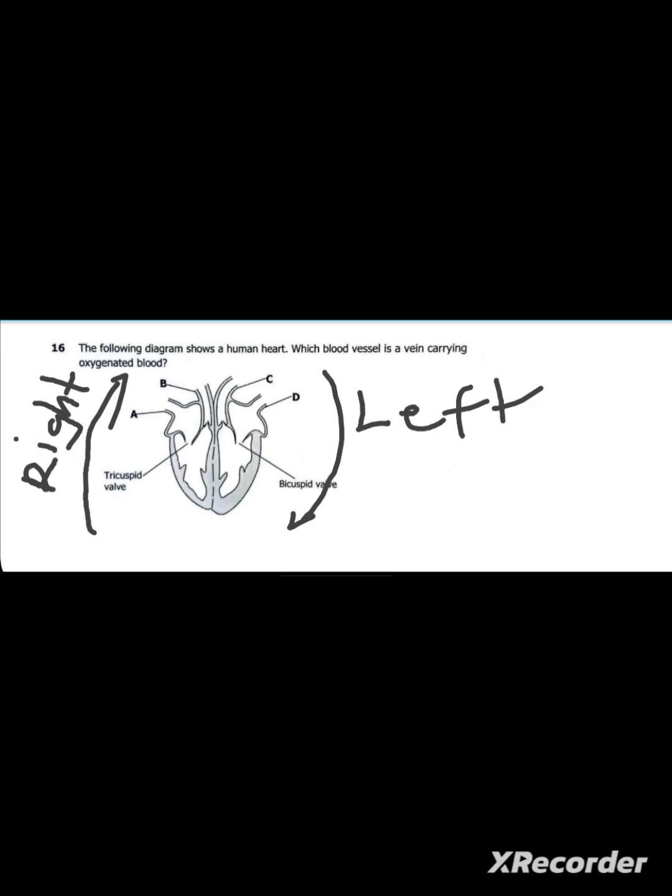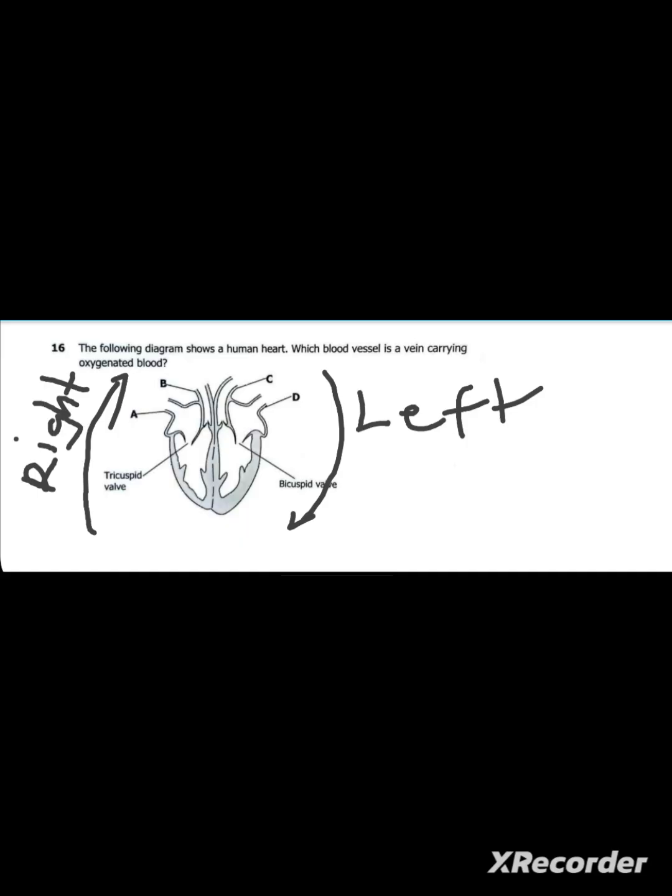Deoxygenated blood is just blood which has carbon dioxide. If you see the structure of the heart, I've labeled the right side of the heart as well as the left side. The right side of the heart is receiving deoxygenated blood, the blood which has carbon dioxide, while the left side is the one which is receiving oxygenated blood.